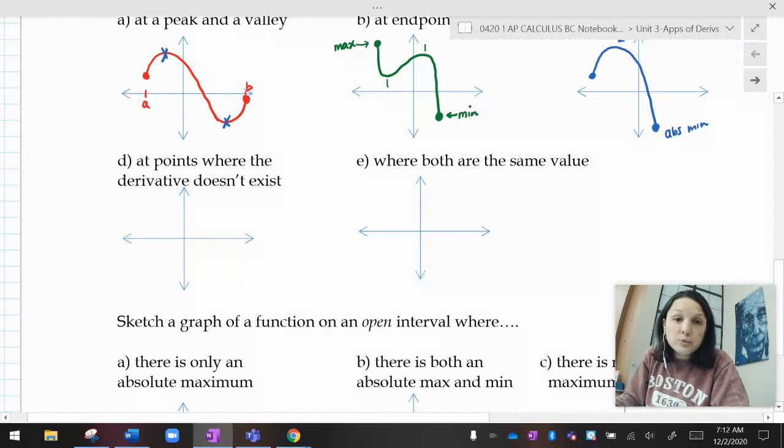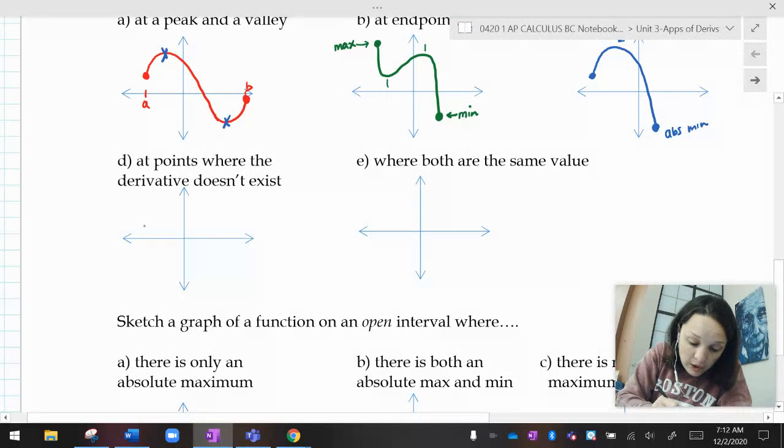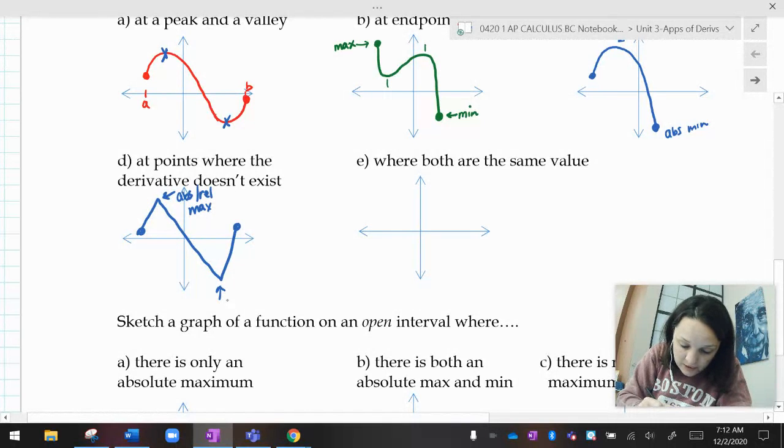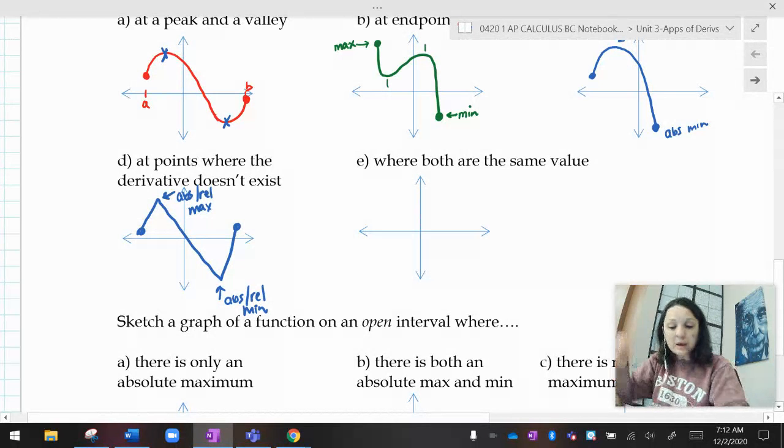Now, I drew smooth curves, but there was no rule in the extreme value theorem that said f of x had to be continuous and differentiable. It doesn't have to be differentiable. So you could have absolute extreme values that occur at points like this, and that right there is both an absolute and a relative max. And this can be an absolute and a relative min as well. And my endpoints are nothing.